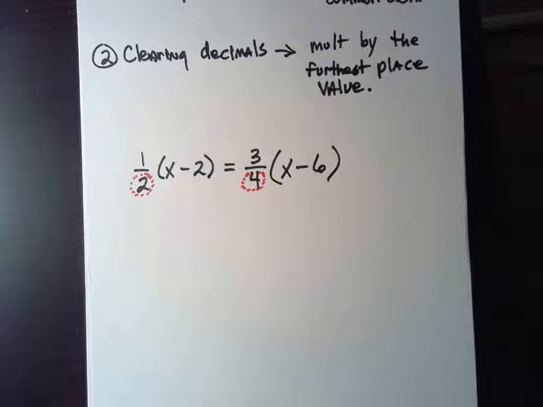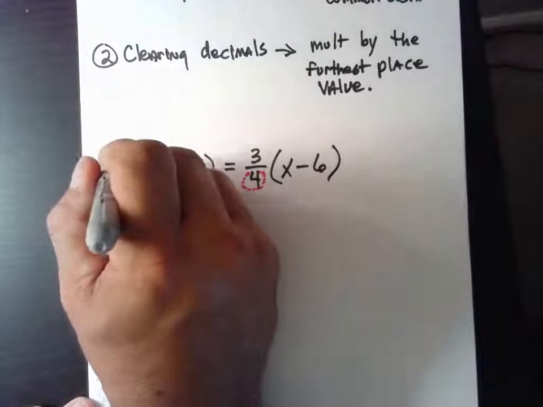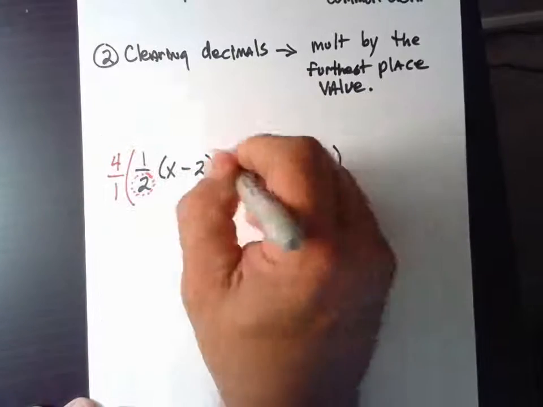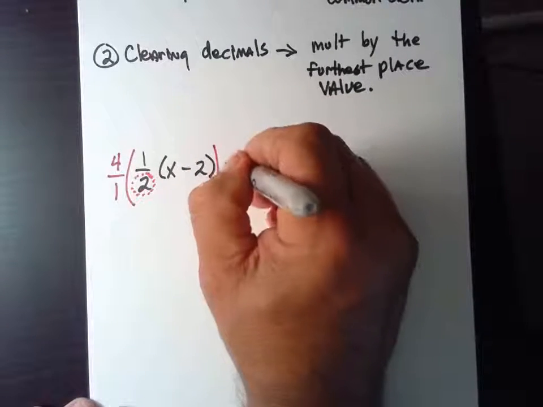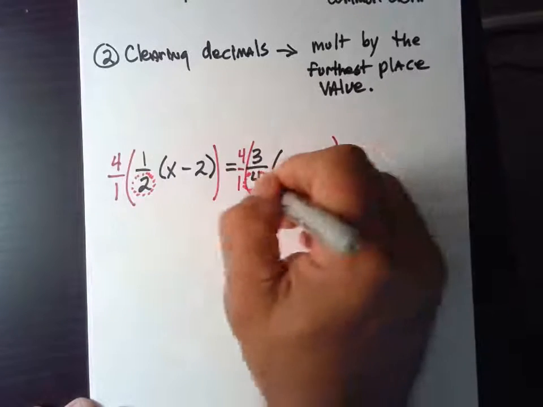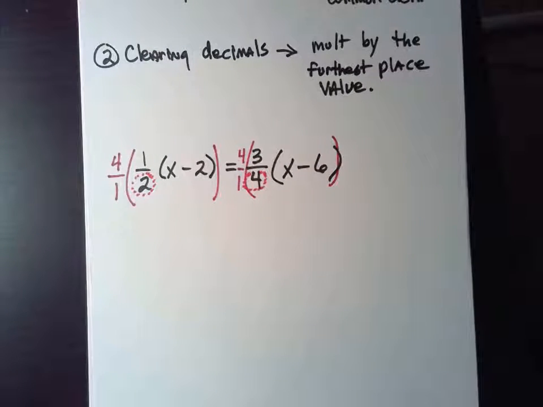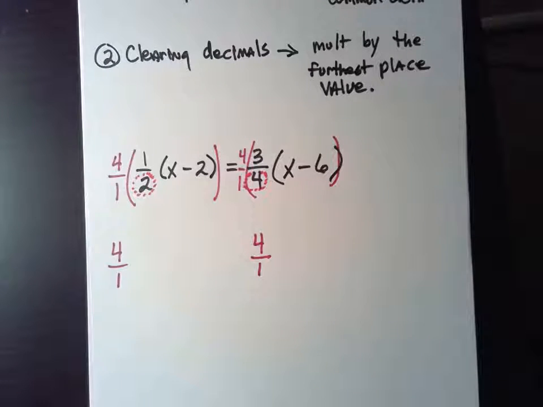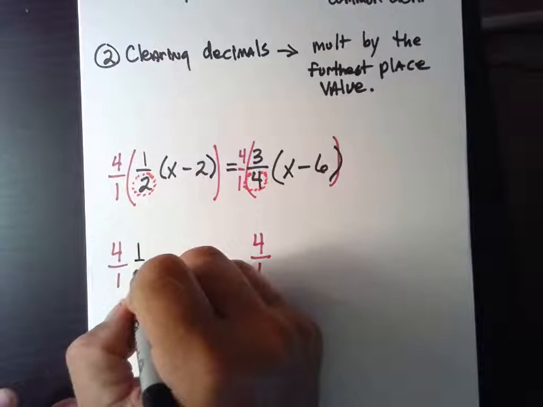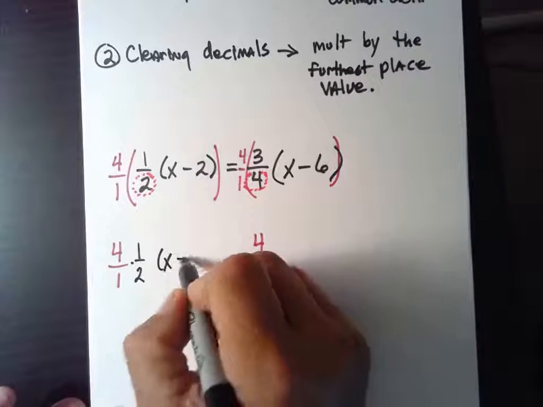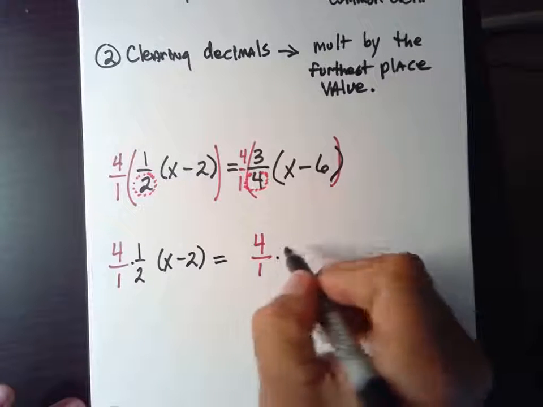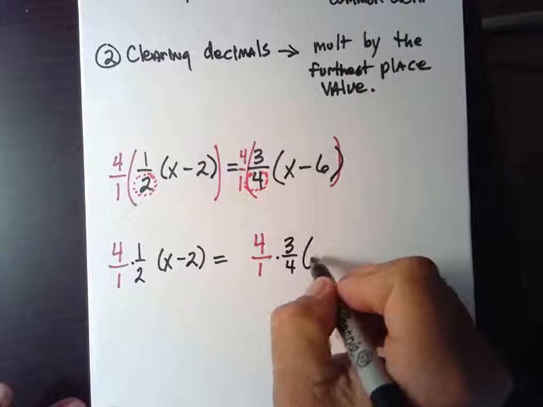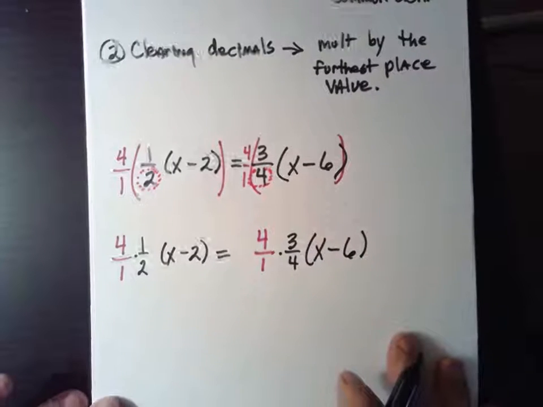So you take your handy dandy magenta pen and you multiply this side by 4 over 1, and you multiply this side by 4 over 1 because the common denominator is 4. I'll put a baby step in here for you. So I'm going to put 4 over 1 here and 4 over 1 here, and then I'm going to rewrite my equation. 1/2 times x minus 2. 3/4 times x minus 6. And watch what happens here.